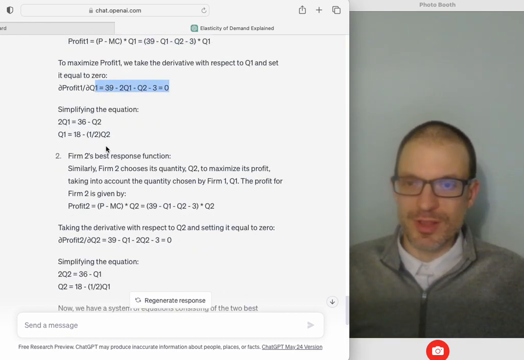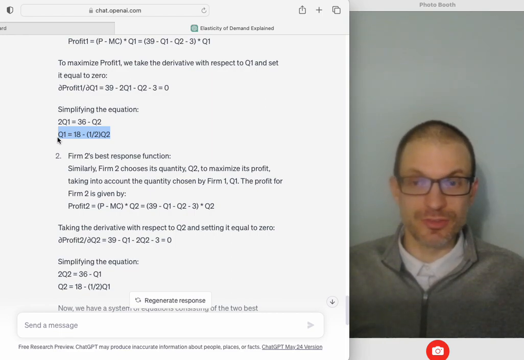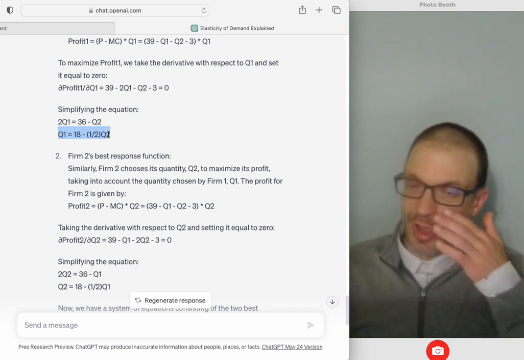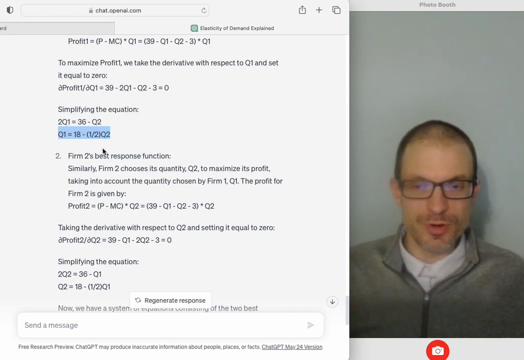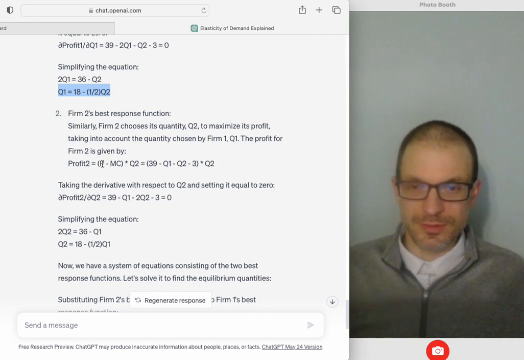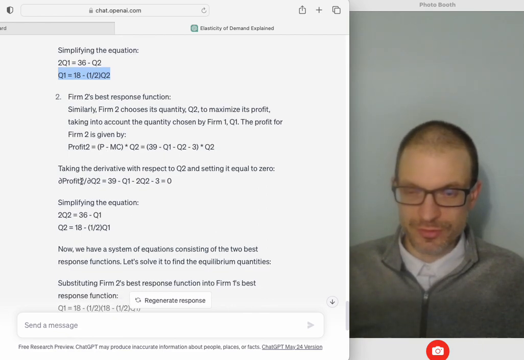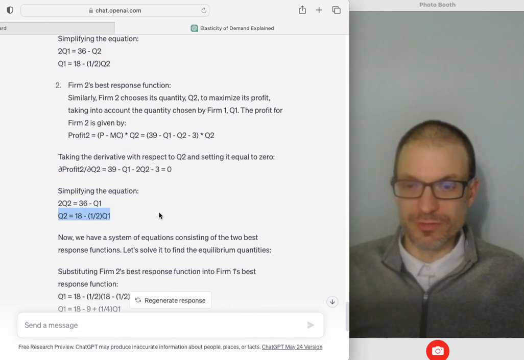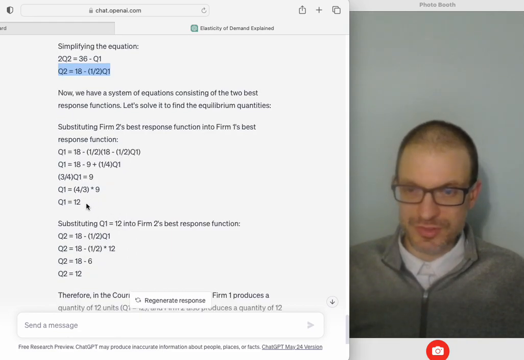So it took its derivative, solved the equation. It got the reaction curve that I gave it. So it didn't just take that as a starting point. When ChatGPT saw the answer, it was able to recreate it. So that's pretty good. And then it did the same thing for firm two's profits, took a derivative, found that reaction curve, got a system of reaction curves solved.